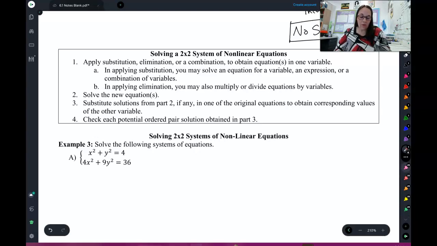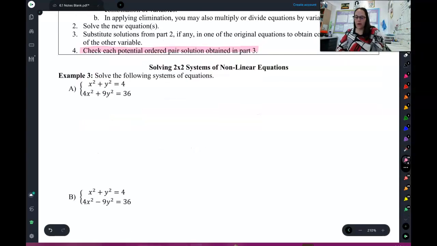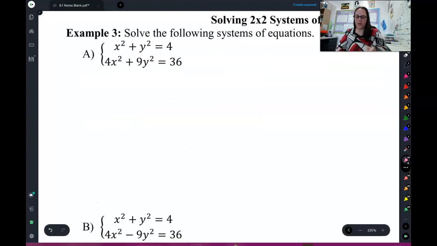Now, a very important line in your notes. When it comes to nonlinear systems of equations, you can get fake answers, which means you do need to technically check every answer you get into both equations to make sure that it works for both equations, which does tend to make for a lot of work. However, let's get started right here with 3a.